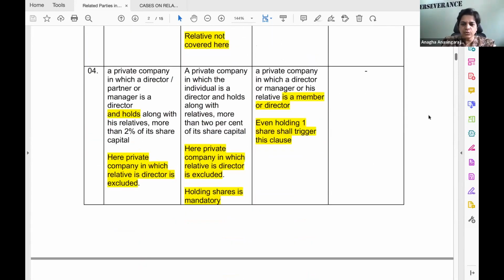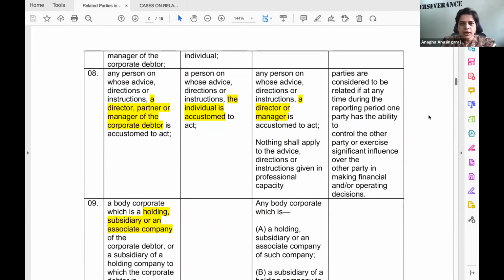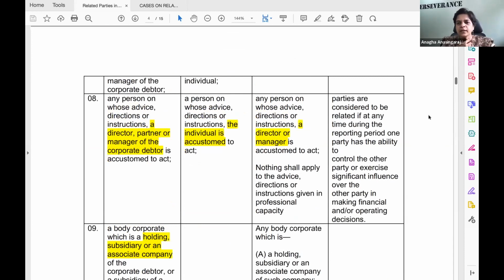Now, just coming to the explanation under AS 18. AS 18 talks about related parties. Parties are considered to be related if at any time during the reporting period, one party has the ability to control the other party or exercise significant influence over the other party in making financial and/or operating decisions.